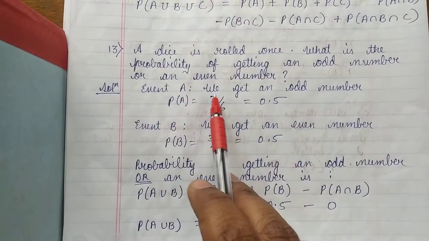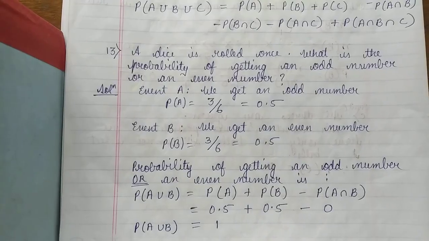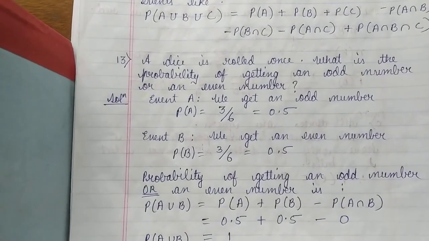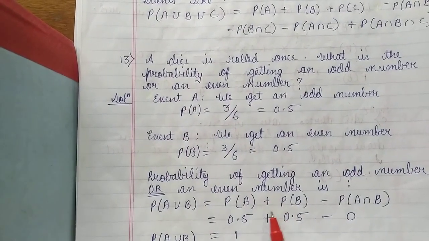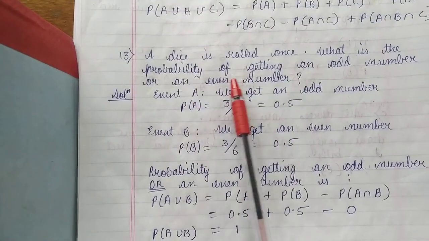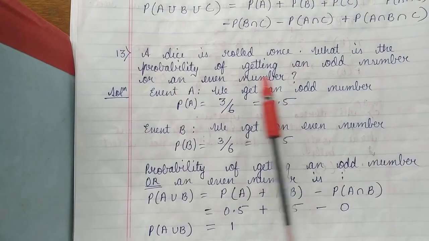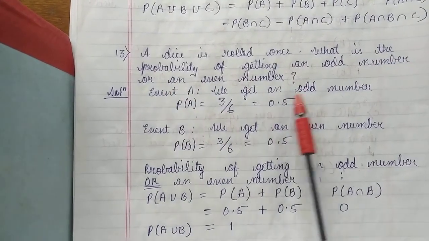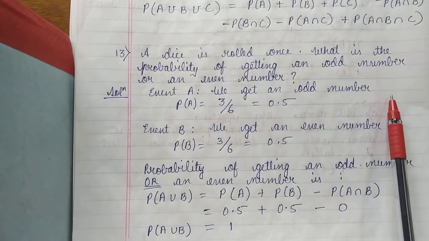So event A, we get an odd number. See here, no need to write experiment. If you want, you can write, but no need to write an experiment and sample space. Directly you can write, because more marks are there for the formulae. Event A, what is event A? Here, they have said getting an odd number or getting an even number. So there are two events. Getting an odd number is one event, getting an even number is one more event. So event A, we get an odd number.